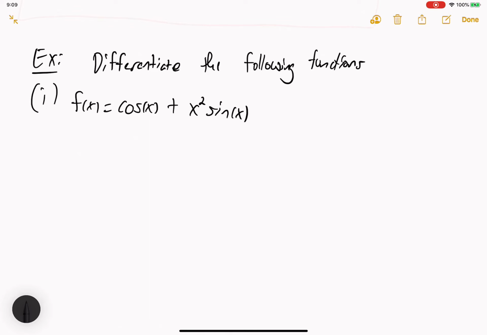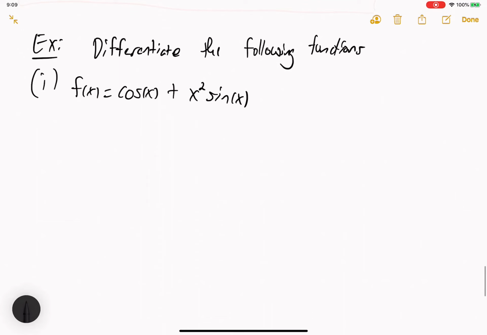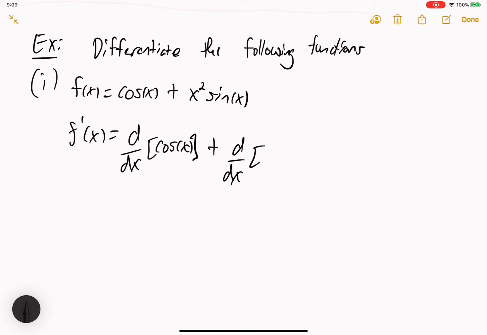So far, it looks like it's going to have a product rule in it, and some of the trig derivatives that we just talked about. All right. So f prime of x is going to equal d/dx of cosine of x plus d/dx of x squared times sine of x.